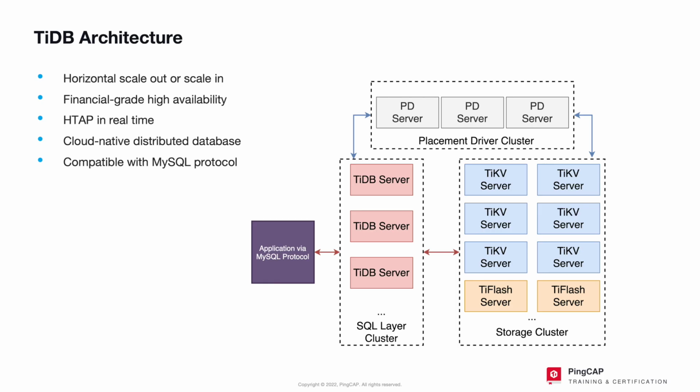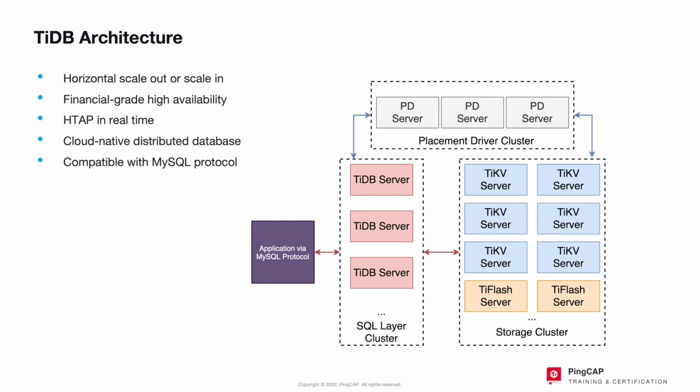TiDB is a distributed relational database that supports both online transaction processing and online analytical processing. Databases that support both OLTP and OLAP use cases are also known as Hybrid Transactional Analytical Databases, or HTAP databases. TiDB has horizontal scale-out and scale-in, financial-grade high availability, real-time HTAP, and cloud-native distributed support. In addition, TiDB is compatible with the MySQL 5.7 client protocol, and it is compatible with the MySQL ecosystem.